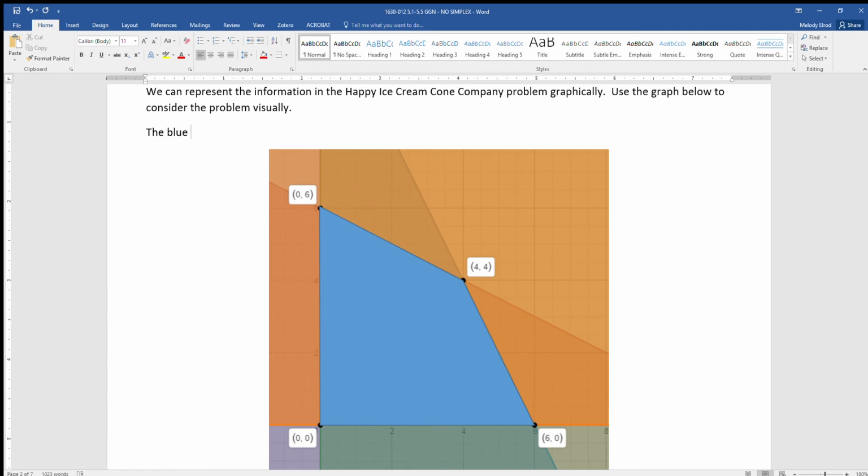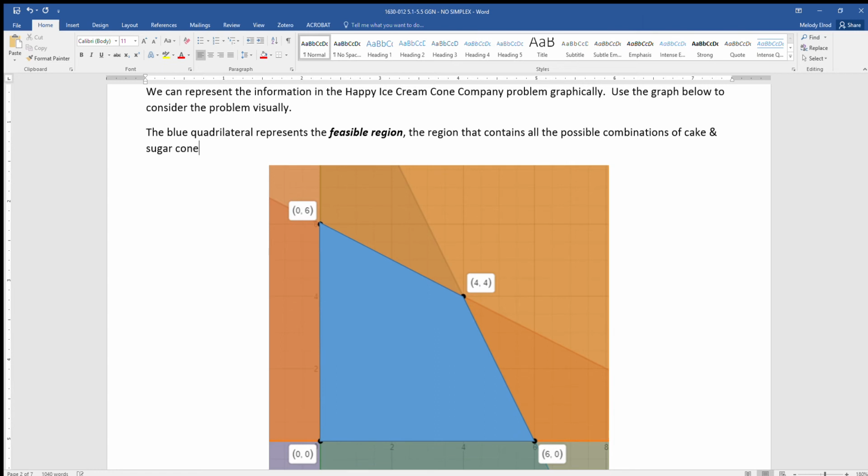The blue, that's a quadrilateral. Blue quadrilateral represents the feasible region. And that's a phrase that you're going to hear a lot. The region that contains all the possible combinations of sugar, well, we'll say cake since it's x, cake and sugar cones that meet all the requirements, right? All the constraints.